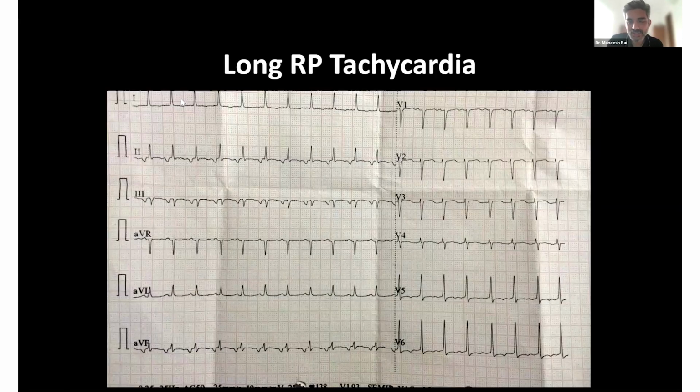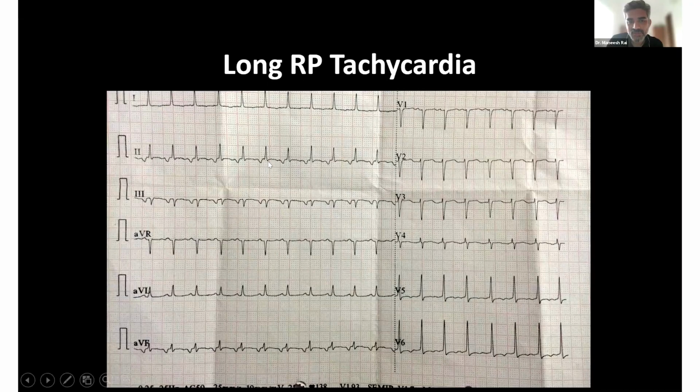Secondly, are the long RP tachycardias. So far, what we saw were the short RP tachycardias. Now going to the long RP tachycardia. If you take this example, this is a narrow QRS tachycardia. It's regular. Again, it can be an AVNRT, AVRT, or an atrial tachycardia. So the next step is to look for the P wave.